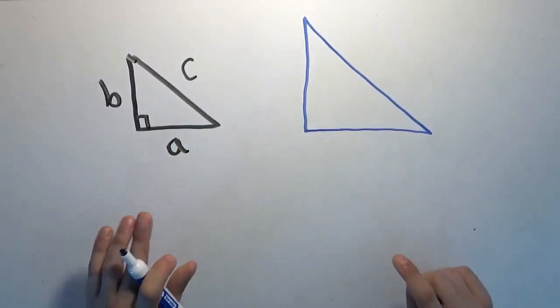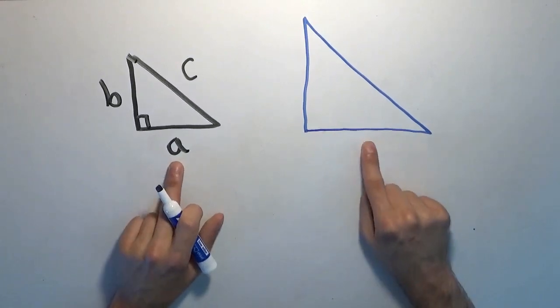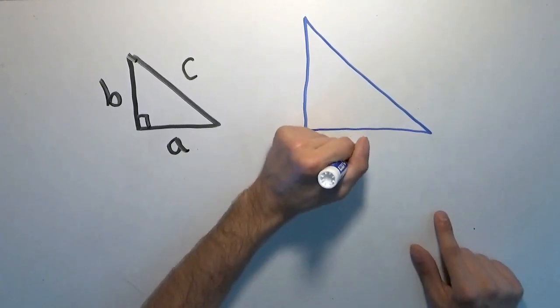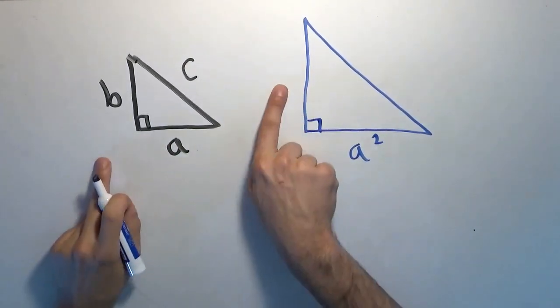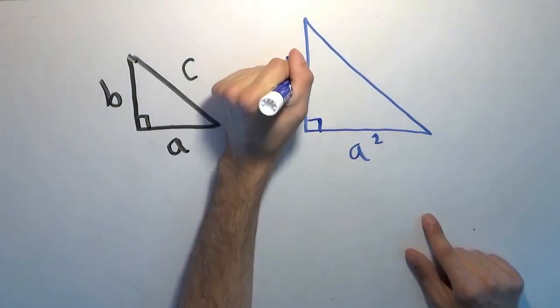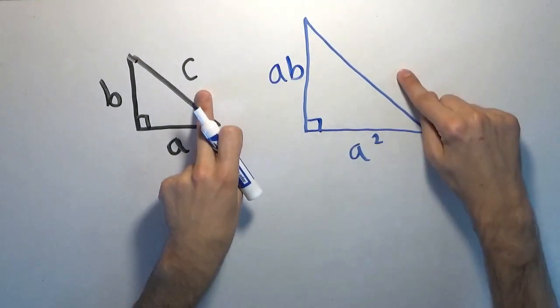So if we scale everything up by A, then this side length becomes A times A, which is A squared, right? This is our right angle. This side becomes A times B, and this side becomes A times C.